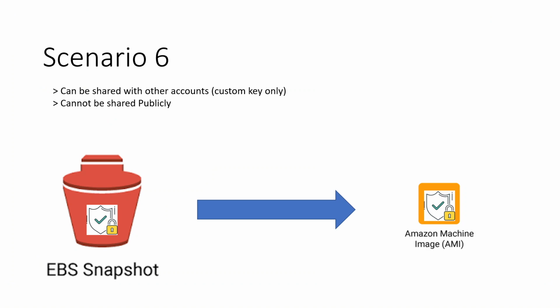So in scenario number 6, we have an EBS snapshot which is encrypted, and I am creating an Amazon machine image which also contains this encrypted EBS volume. Okay, so remember key points. It can be shared with other accounts only if a custom key is selected. Okay, you have a custom KMS key. It cannot be shared publicly. Okay, so an encrypted AMI you won't be able to share publicly. So I'll show you the steps in the Management Console.